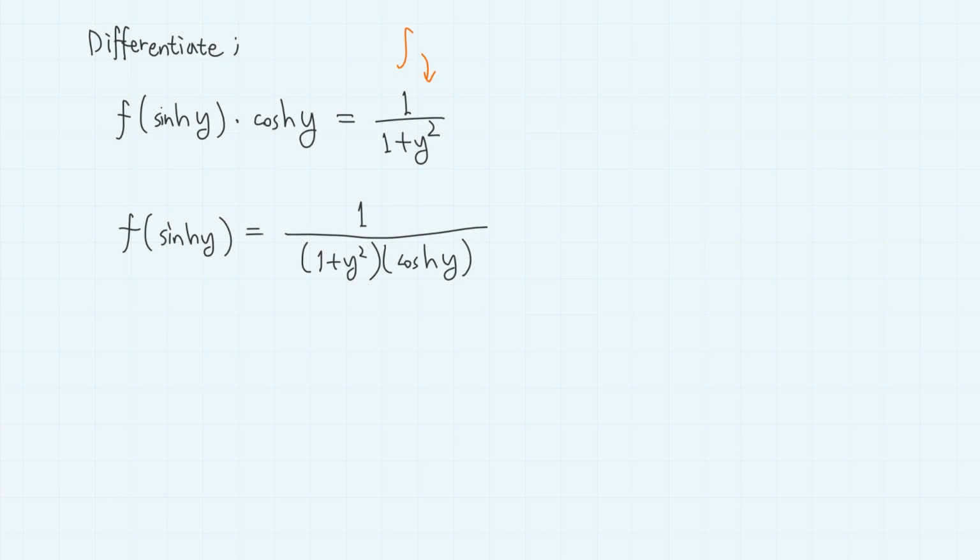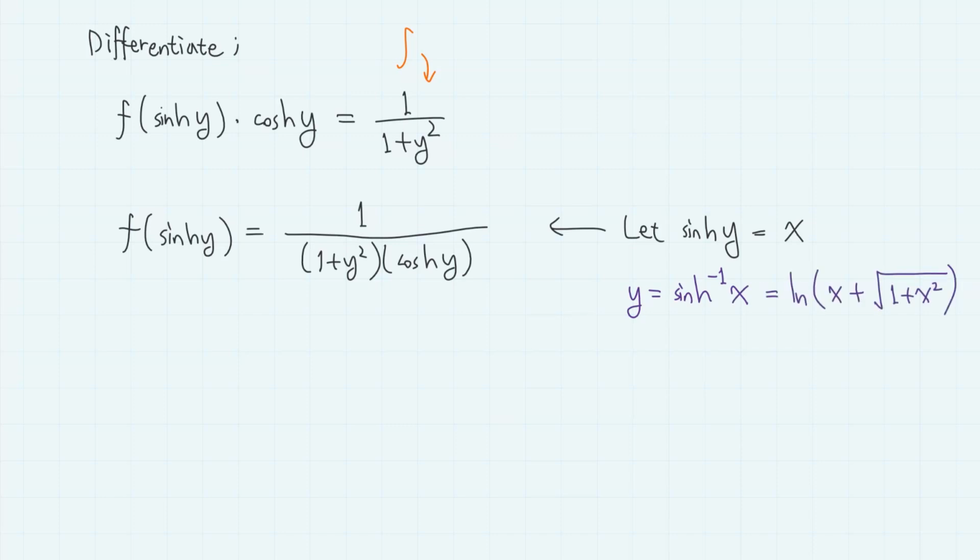So in order to obtain f(x), we let hyperbolic sine y be x. Then y is equal to inverse hyperbolic sine of x. Or you can use the fact that the inverse hyperbolic sine function can be expressed in an alternative form, which is ln of x plus square root of 1 plus x squared. If you want to verify this, all you have to do is simply use x equal to hyperbolic sine y, hence it is equal to e to the power of y minus e to the power of minus y, divided by 2, and solve for y.